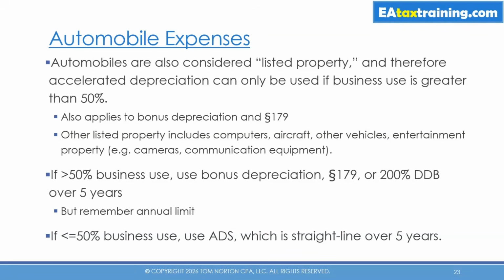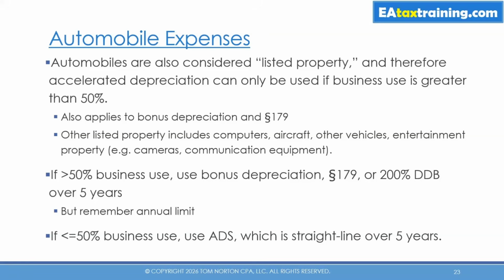If your business use is greater than 50%, then you can use bonus depreciation, you can use Section 179, and you can use accelerated depreciation, which for a 5-year asset is double declining balance, also called 200% declining balance. But remember, you still have those limits that we just talked about on the previous slide. So if it's greater than 50%, you can use bonus depreciation, 179, accelerated depreciation, but you have those maximums each year to keep in mind. If it's less than 50%, then you are going to automatically have to use the alternative depreciation system, which means straight line depreciation over 5 years.